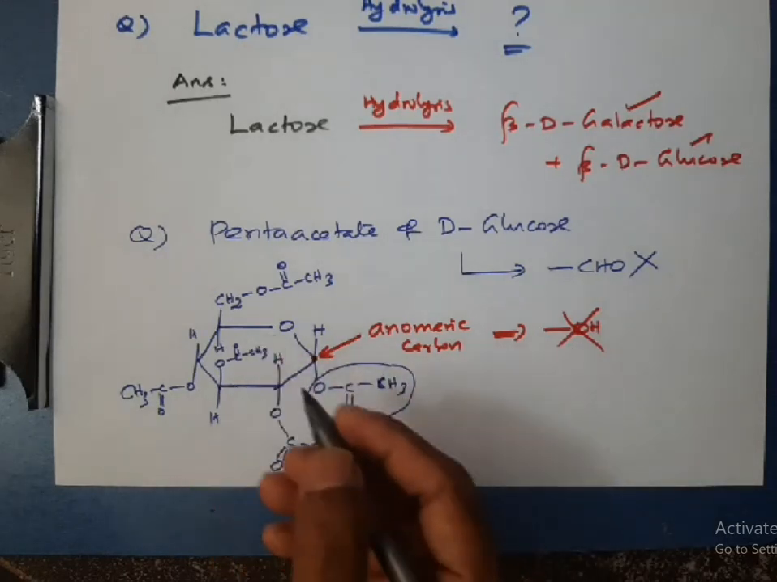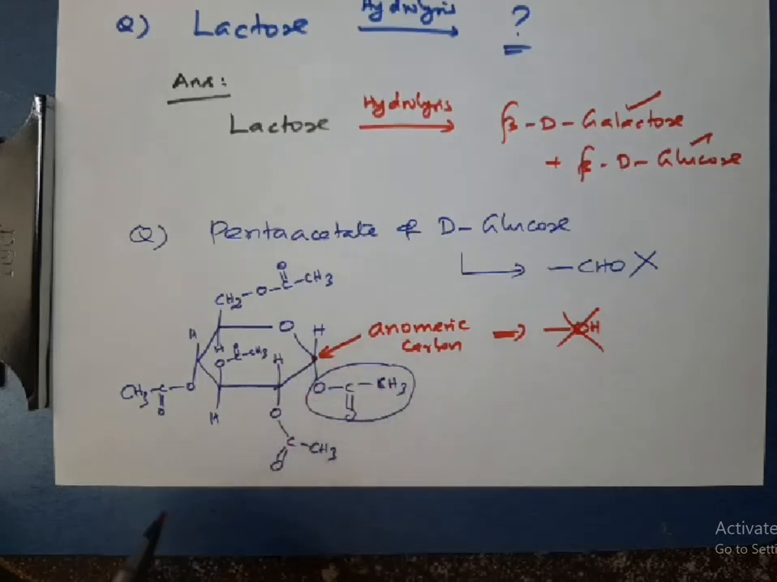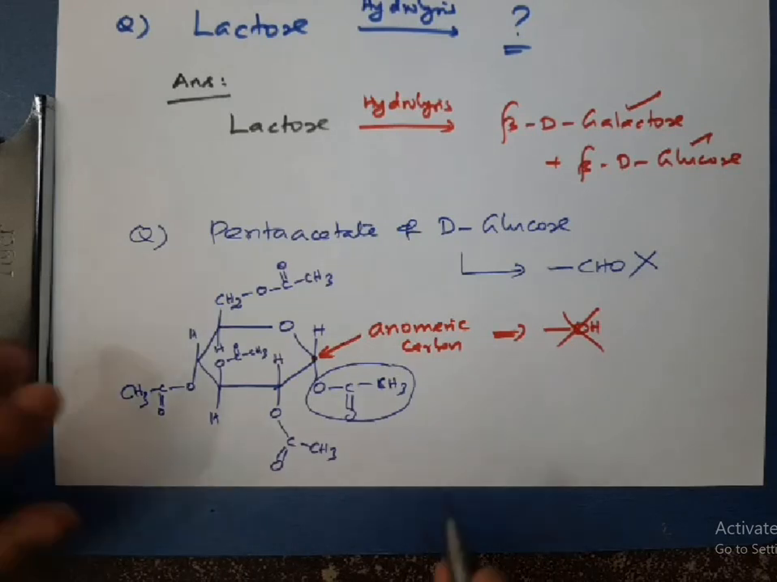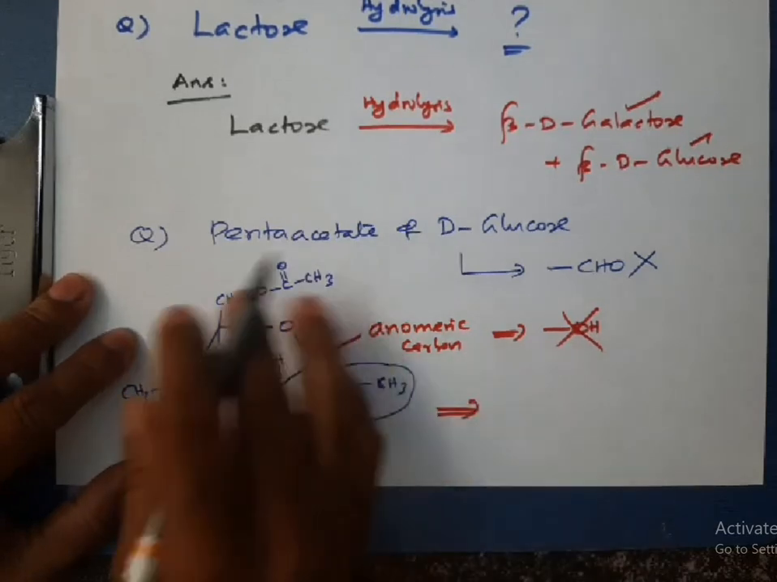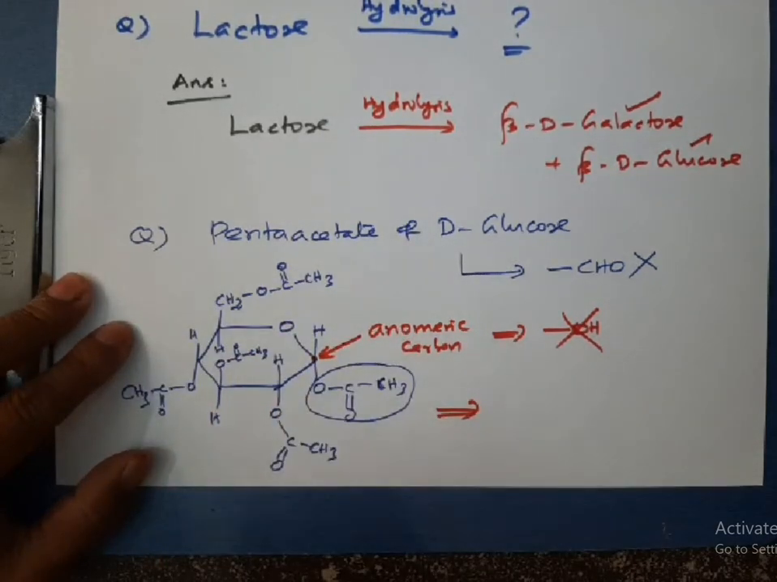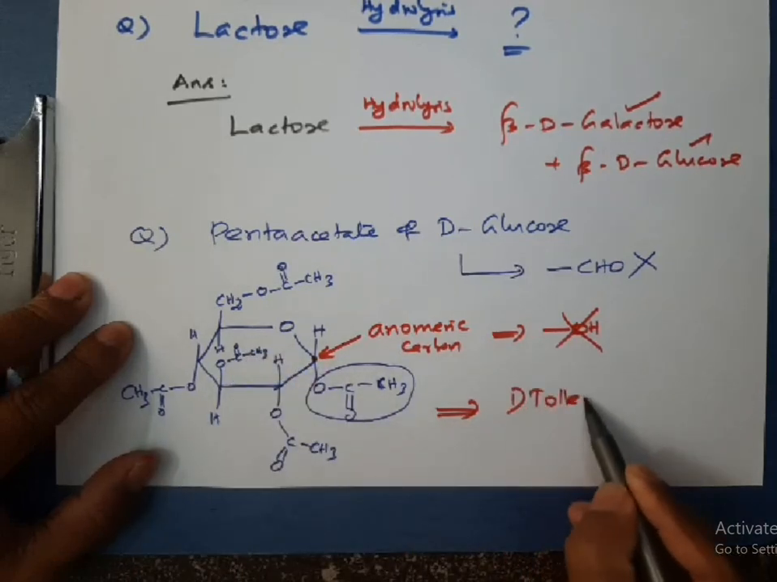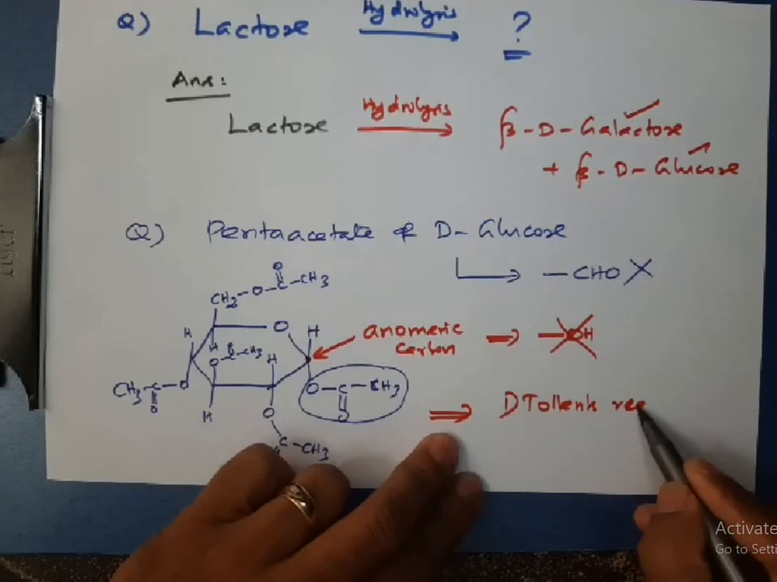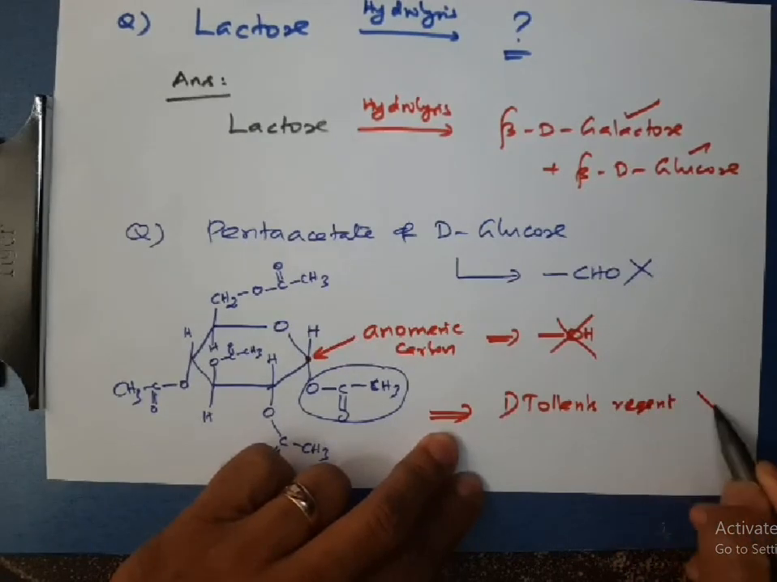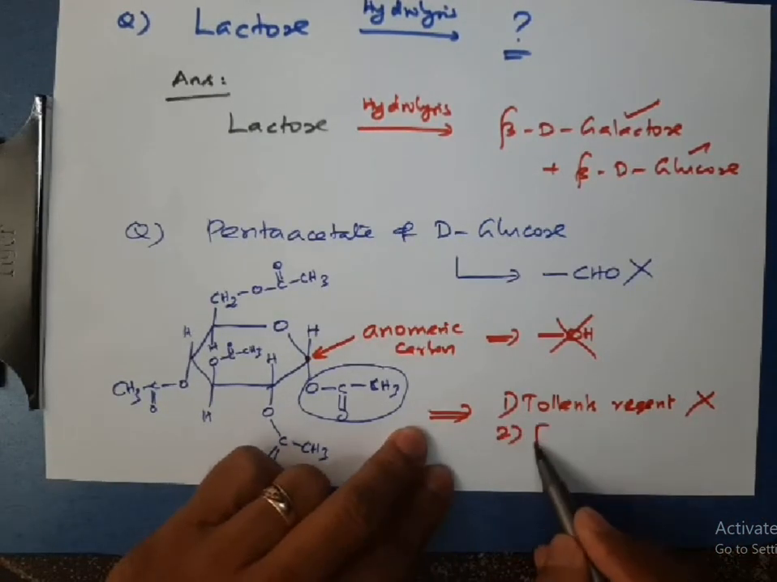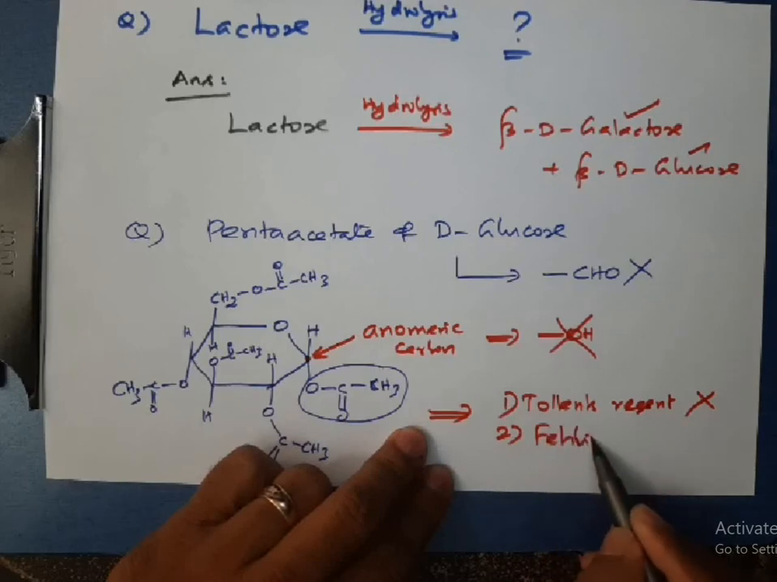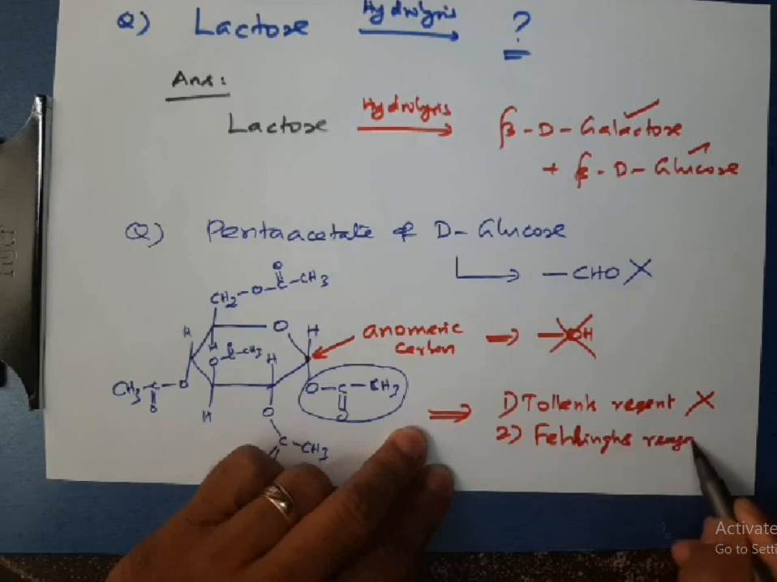Therefore, opening of the ring structure is not possible here. So this compound, the pentaacetate of D-glucose, does not reduce Tollens' reagent. It does not reduce Fehling's solution.